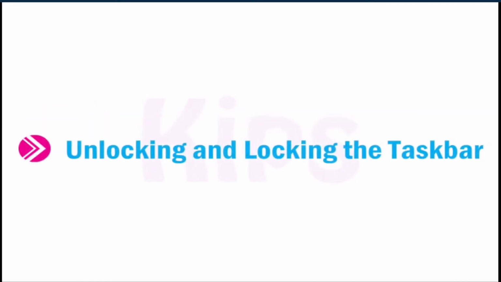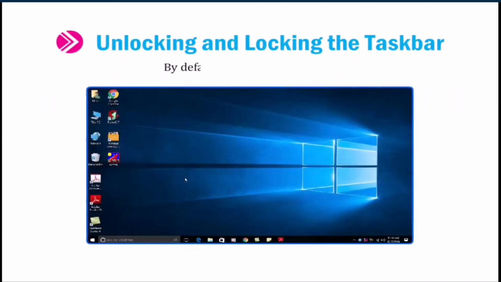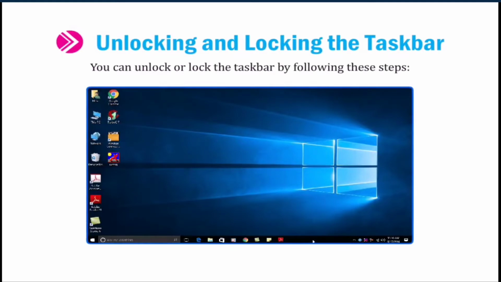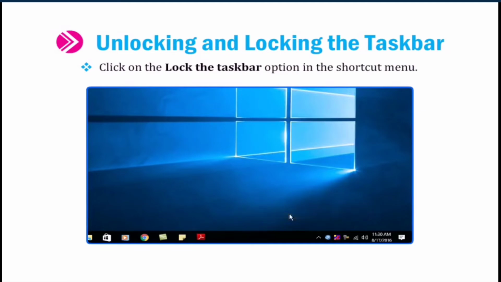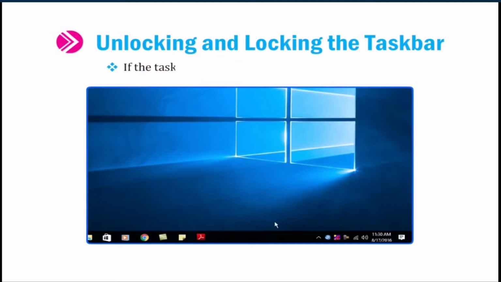Unlocking and locking the taskbar. By default, the taskbar is locked. You can unlock or lock the taskbar by following these steps. Right-click on the blank area of the taskbar. Click on the Lock the Taskbar option in the shortcut menu. If the taskbar has a check mark, it is in lock mode.